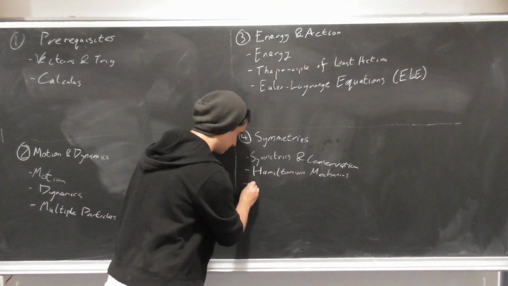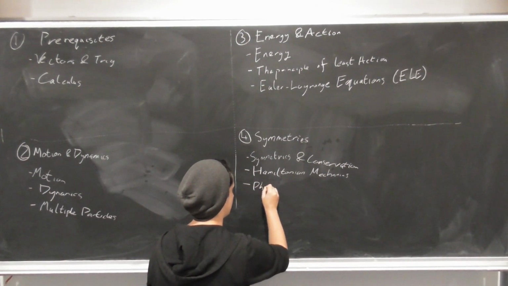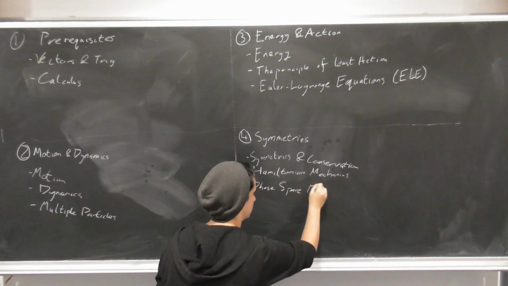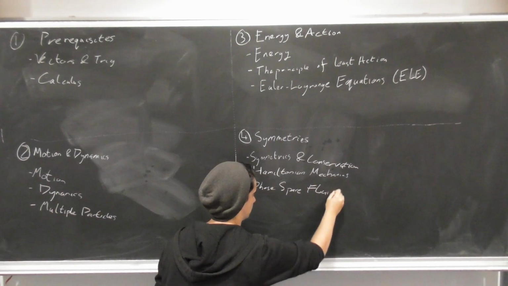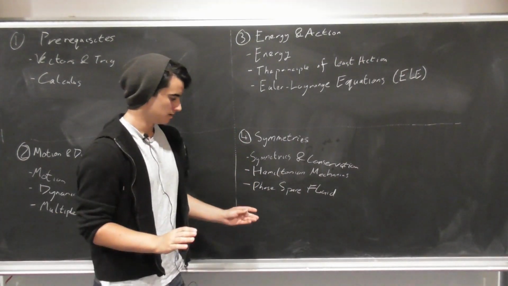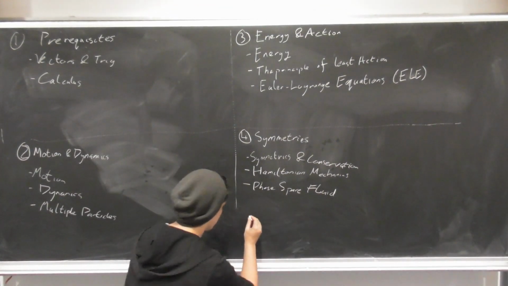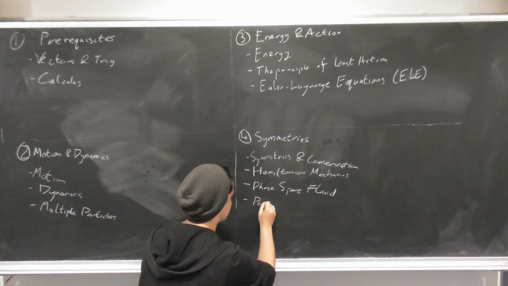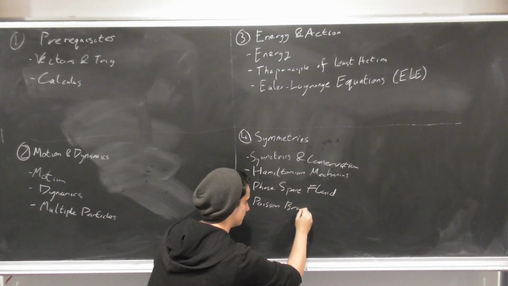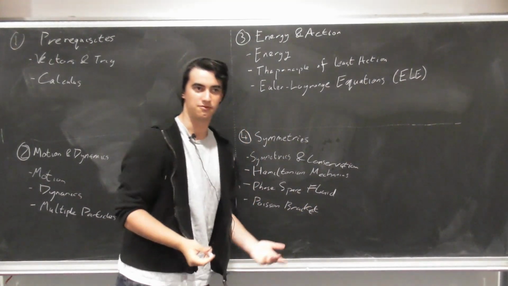The penultimate topic that we'll be covering is the phase space fluid. Now, this shouldn't really mean anything to you now. It will by the time you get to it. But it's not really something you have to worry about too much now. And the very final thing we'll cover is Poisson brackets, named after the French mathematician, not the French word for fish.